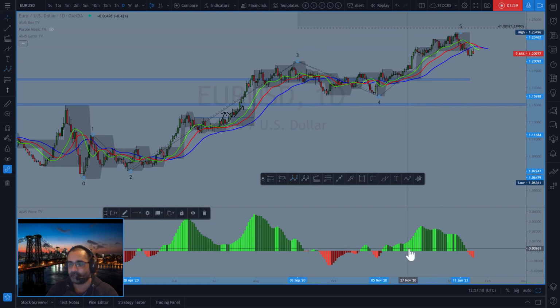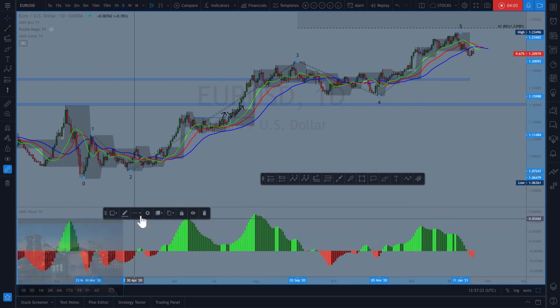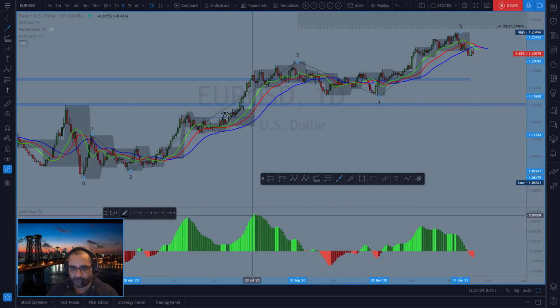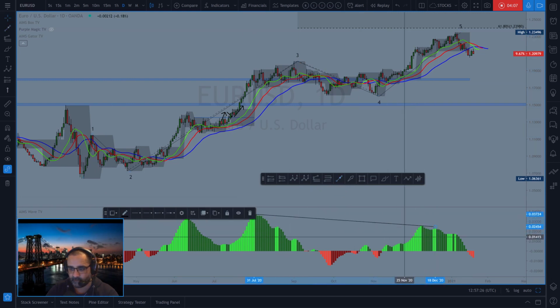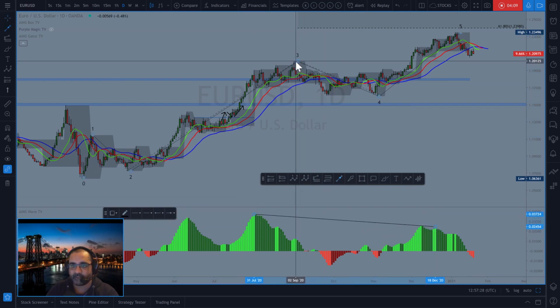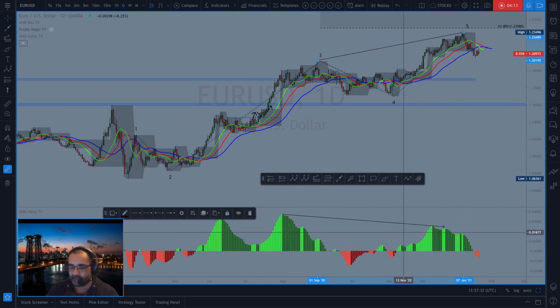What makes this wave 5 is that there's a divergence between this peak and this peak. Let me mark that for you as well. You can see here. And divergence means that price has created a new high, but the momentum indicator, the AO, has not created a new high. It's created a divergence, which makes this a wave 5. So we have 1, 2, 3, 4, 5, and inside the 3, we also have a count of 1, 2, 3, 4, 5.